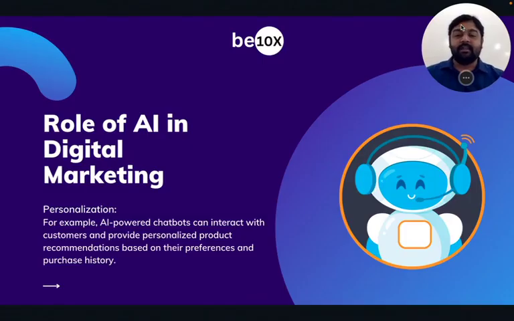So personalization, and again, we have chatbots that can interact with customers and provide personalized products. It's not only personalization on the back end, AI can also help you in designing chatbots that can interact with people. So here, both automated and manual modes provide personalized product recommendations based on their preferences. And this is what I told you: purchase history.